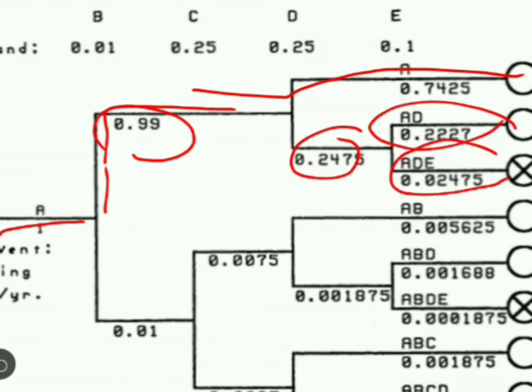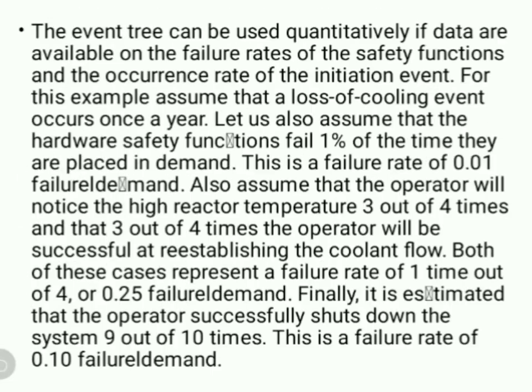Again, there will be two consequences: there will be a shutdown, or there will be a runaway reaction. For AD, a runaway reaction will take place and an accident may happen. So that is the failure rate, and that is how we can calculate it.